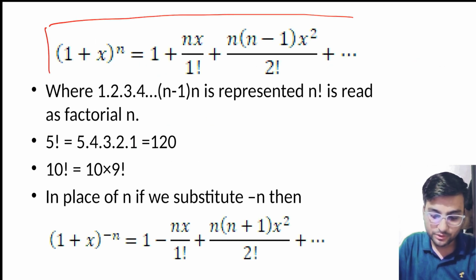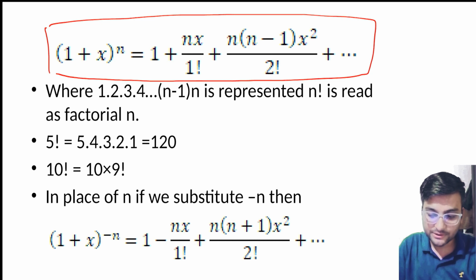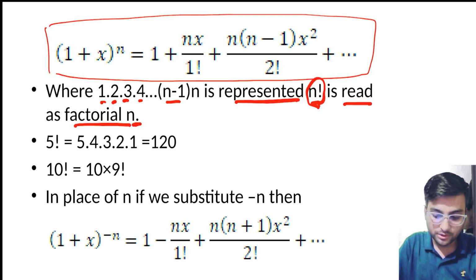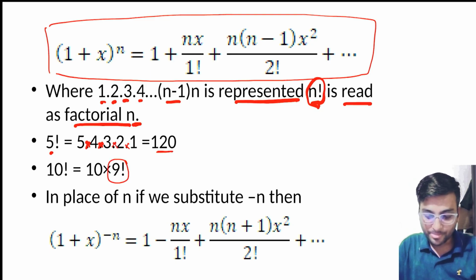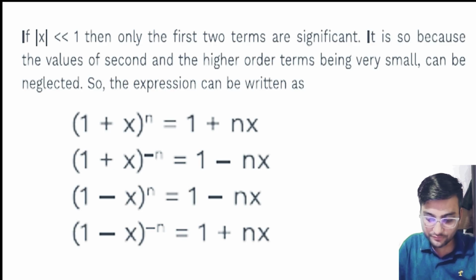The equations are the same here. See this, where 1 into 2 into 3 up to n is represented as n factorial. For example, 5 factorial is 5 into 4 into 3 into 2 into 1, that is 120, and 10 factorial is 10 into 9 and so on. In the place of n, if we substitute minus n, then the value becomes this.